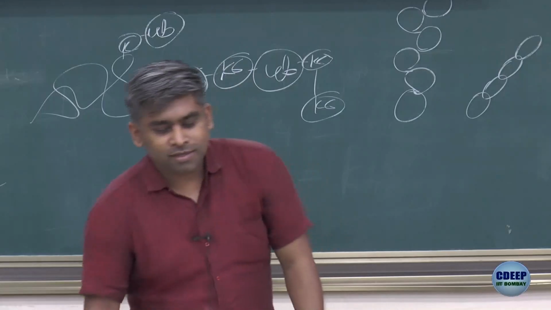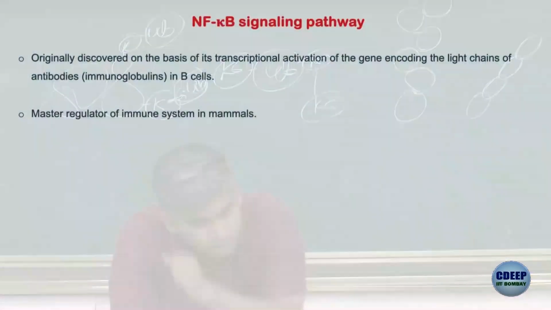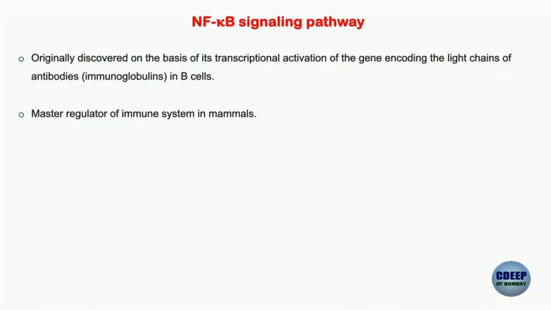So, as you said, this was initially discovered because it led to the transcriptional activation of genes which encode the light chains of antibodies. Antibodies have light chains and heavy chains. Most of you must have been asked this question in your PhD interviews: how many chains are there on antibodies?